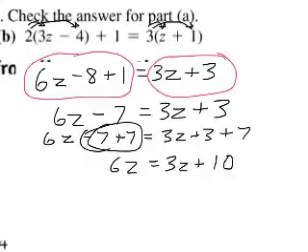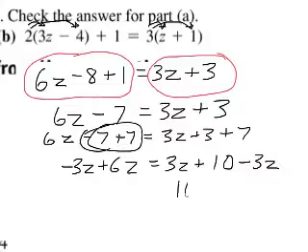Okay, let's do the same thing now with the variable terms, but we'll get them to the left side. We'll subtract a 3z, or add a negative 3z. So I'll do that right here. Negative 3z, add a negative 3z, and on my right side, the 3z and the negative 3z eliminate each other, so we have 10.